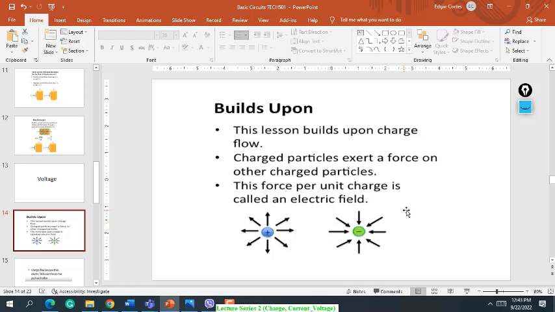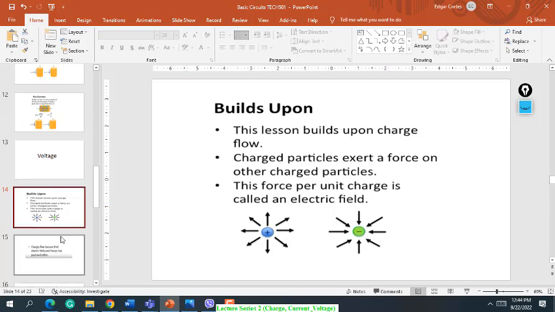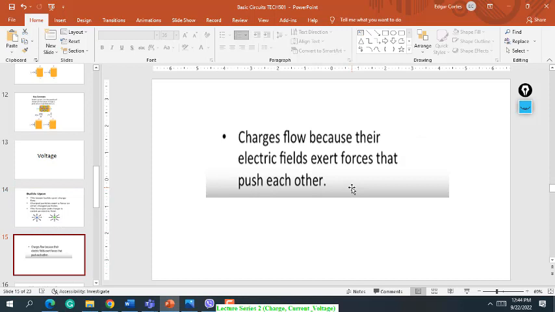We have positive charge and negative charge. So the lesson builds upon charge flow, that is current. Charged particles exert a force on other charged particles. So voltage basically is a force. This force per unit charge is called an electric field. So we have an electric field, and the force exerting on that is what we call voltage. So charge flows because there's an electric field that exerts forces.